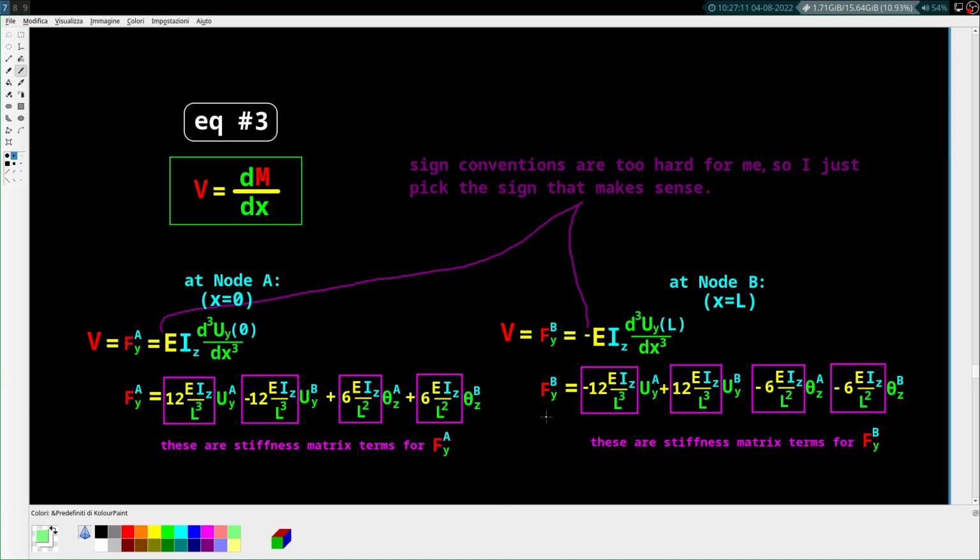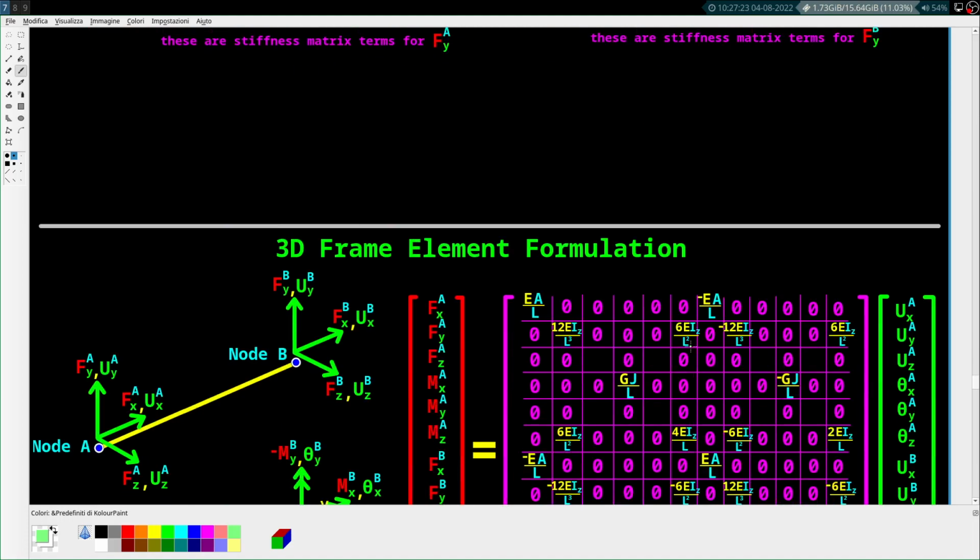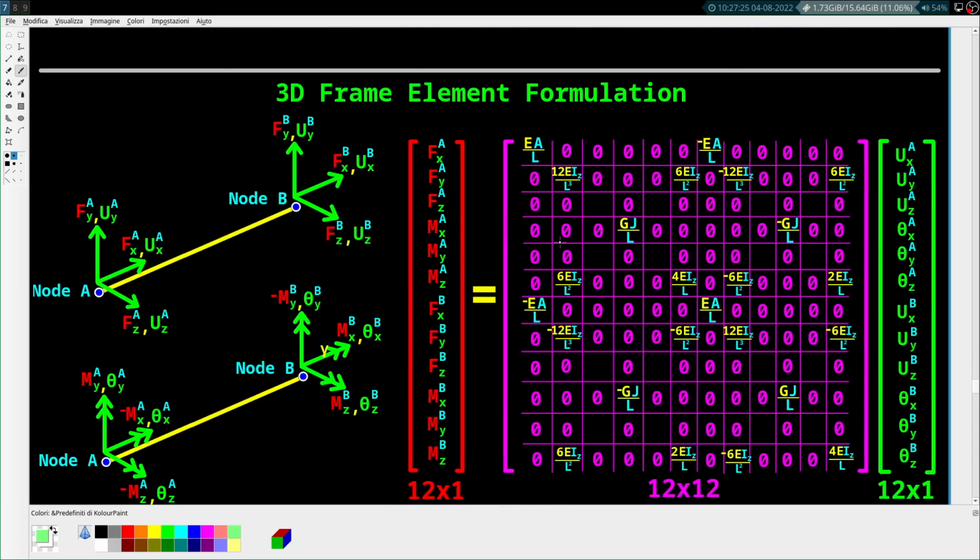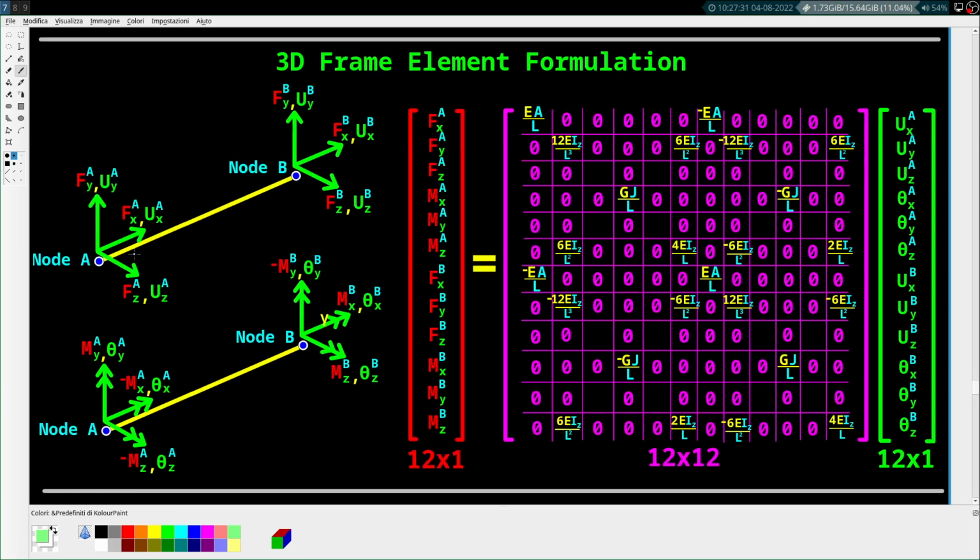So in this case, this is how the stiffness matrix terms for F in the y direction at node A and node B look. So we can grab these things, these 8 ones and these 8 ones, and throw them in the stiffness matrix, and we're almost done. Almost done. So that was bending about the z-axis, or in the y direction. But now we have to do the other one. We have to do bending about the y-axis.